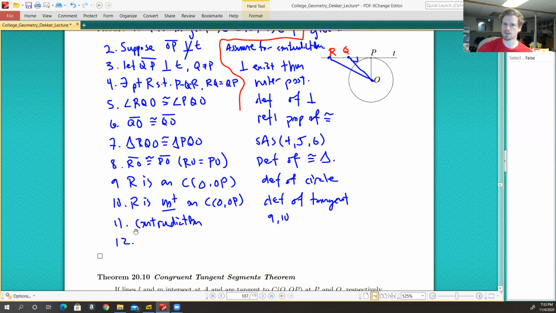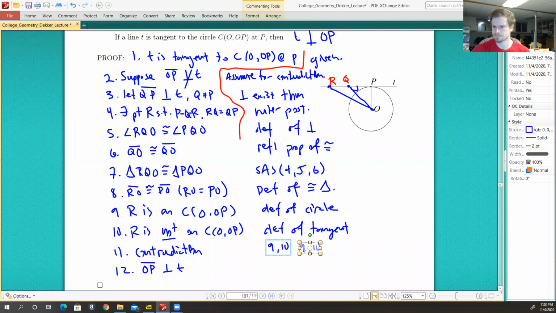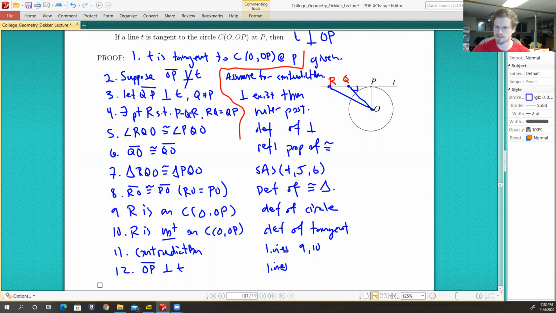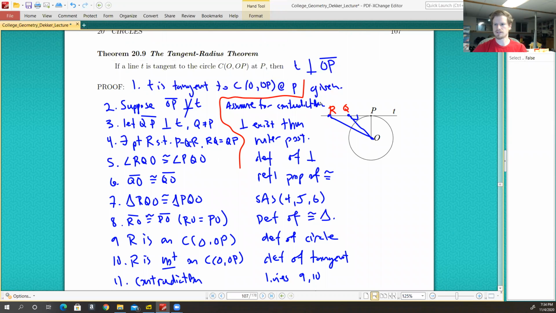So we conclude that this thing is not true. So we have that line segment OP is not perpendicular to T. That is, line segment OP is perpendicular to T. And that's by lines 2 and 11. So here's 11, here's 2. And that's it. Excellent. So we have the tangent radius theorem. If we have OP, right, OP is perpendicular to the tangent line T, where T is tangent to the circle at point P.